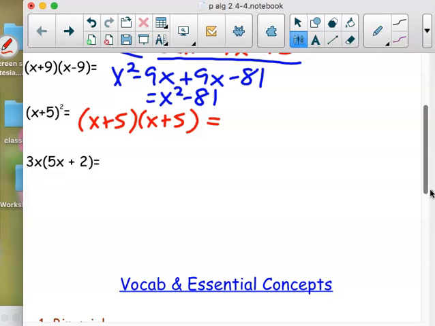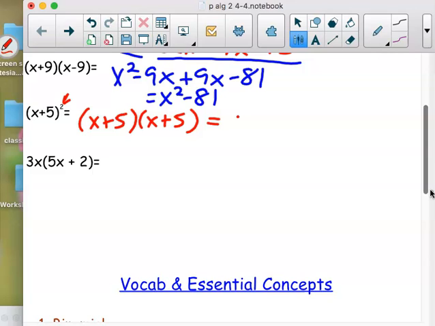How do I know that? Well, here's my power. And remember, powers work for the thing that's closest to them on the left. And the closest thing to this power right now is parentheses. So that's telling me I have to put the whole parentheses down twice. And then I can go ahead and do FOIL.